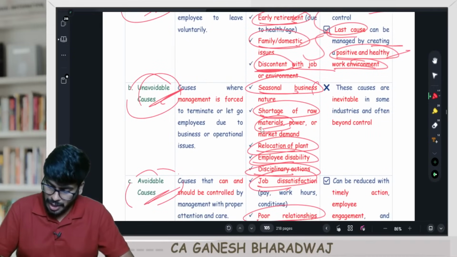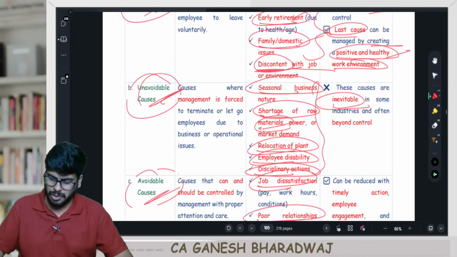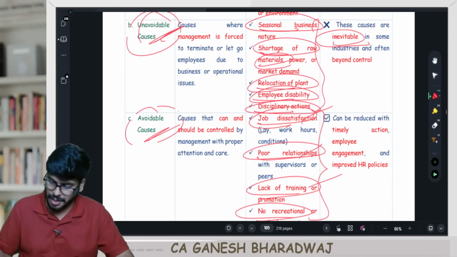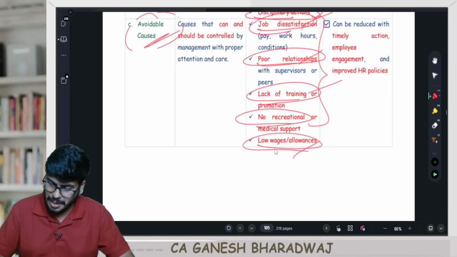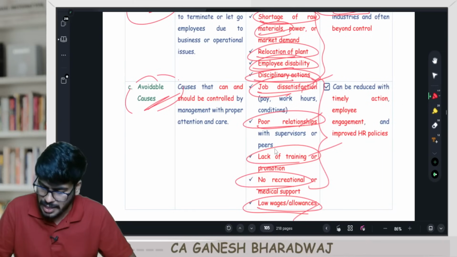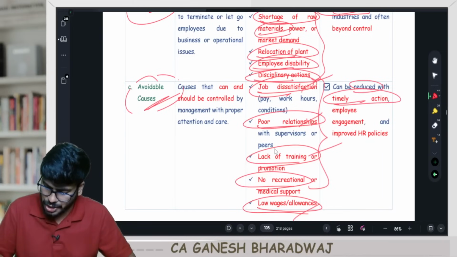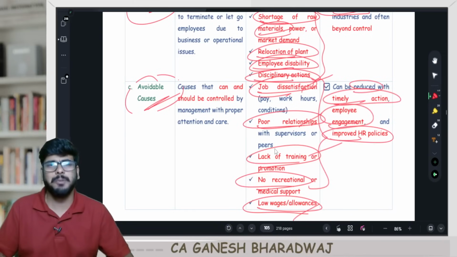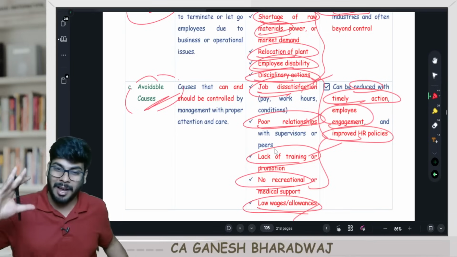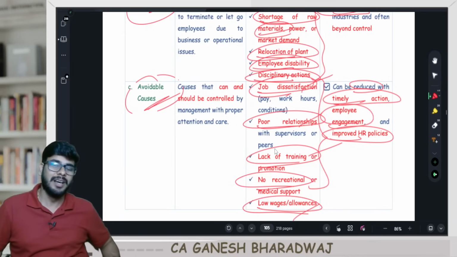In case of unavoidable causes, you can't do anything. There is no remedial action. In case of avoidable causes like job dissatisfaction, poor relationship, lack of training, no recreational activity, or maybe you are not paying him well, how do you remedy? What is the remedy available? How can you control this? It can be reduced by timely action, employee engagement or improved HR policies. Look, whatever is practical, you write it in your own language and leave it there. As simple as that. Clear with this, guys?